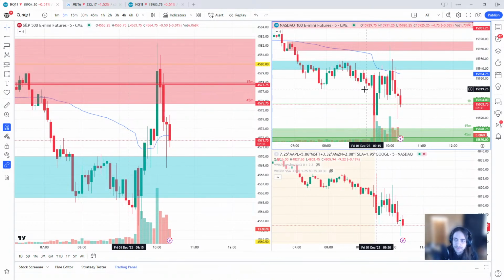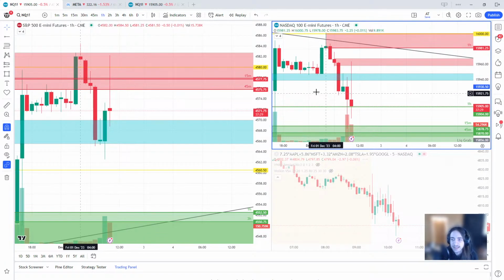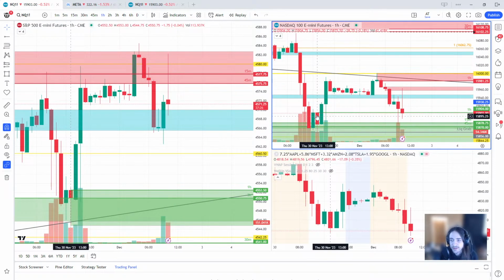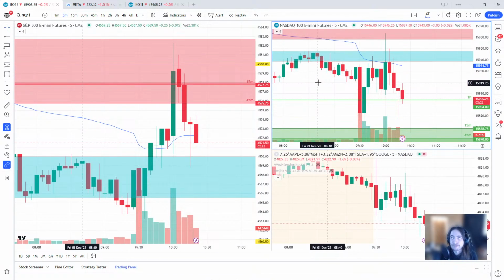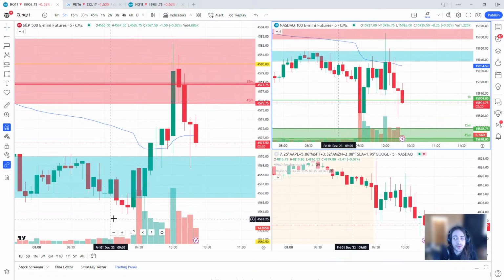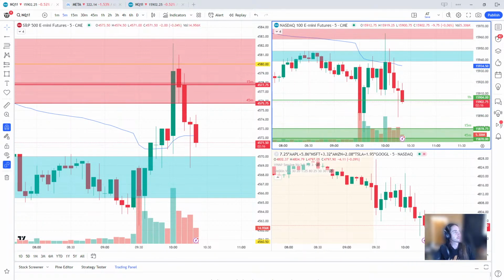So that's a new demand zone. I see. Okay. Yeah, this 1 hour right here, made yesterday. Apple with some strong weakness right now. Strong weakness. That's really funny.